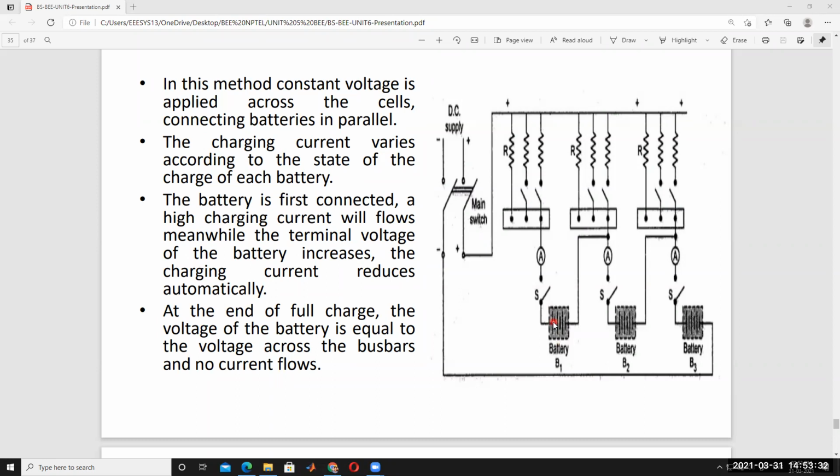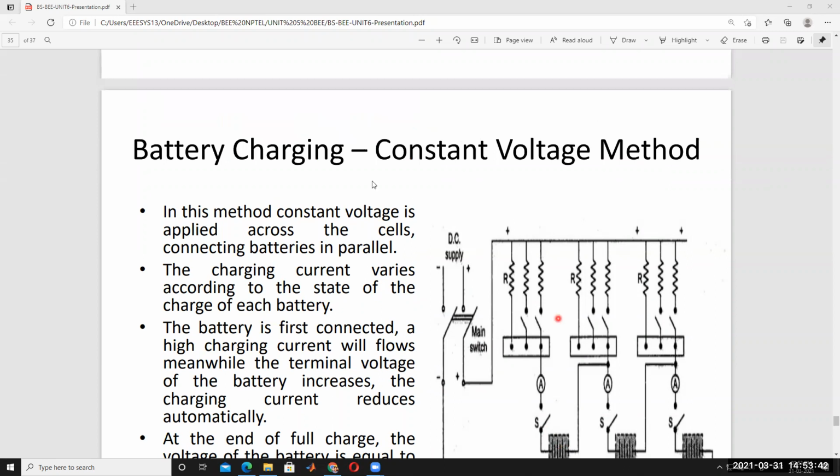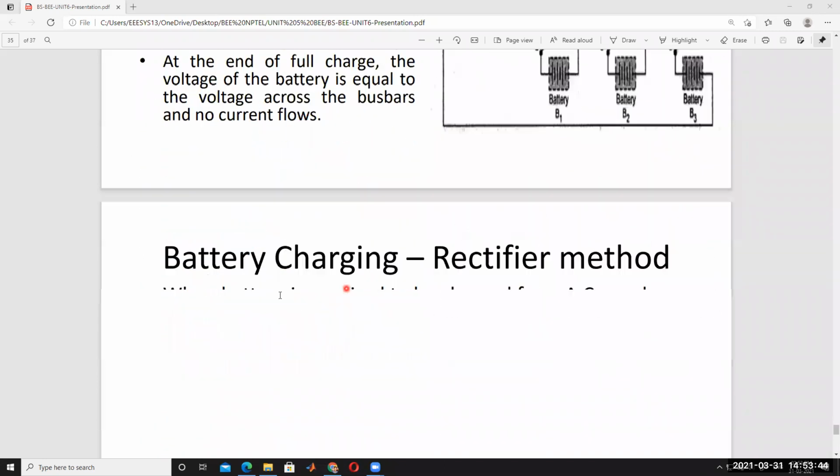The battery voltage and supply voltage are the same, which means no current flows to the battery. If there is any difference between these two, then only the current passes to the battery. That is called the constant voltage method.